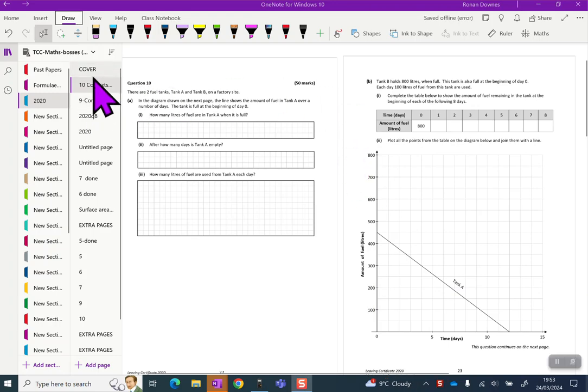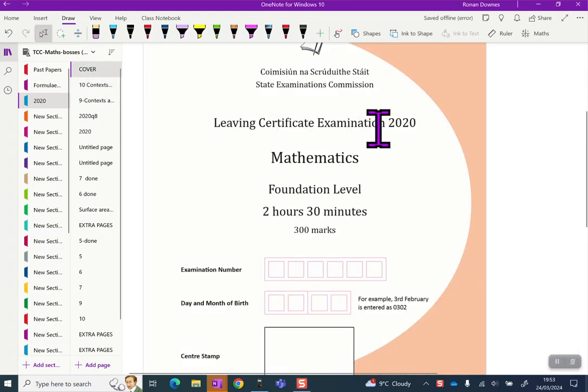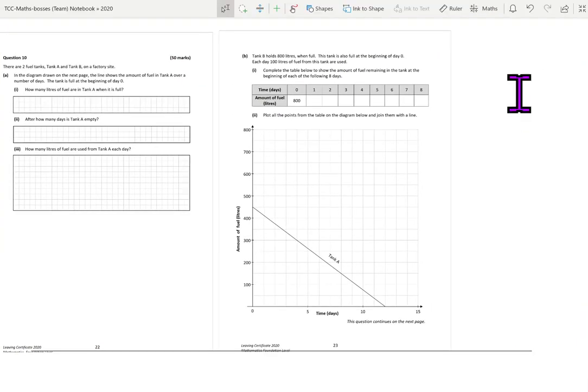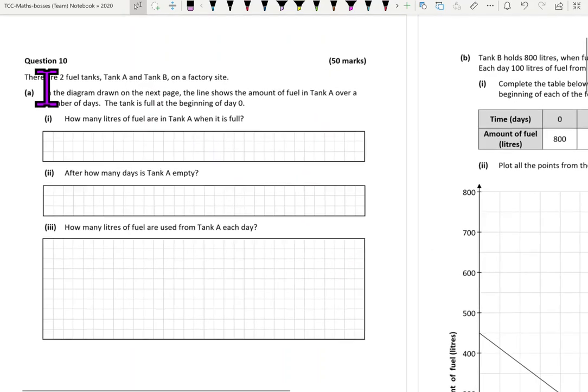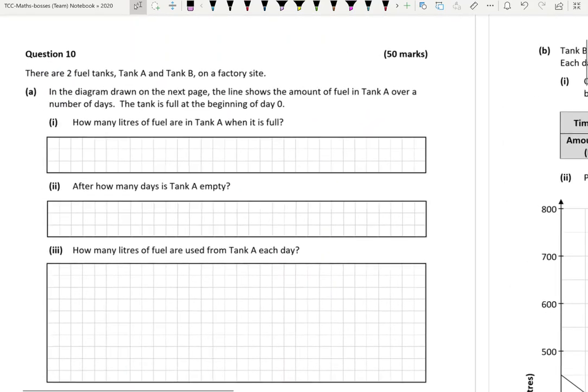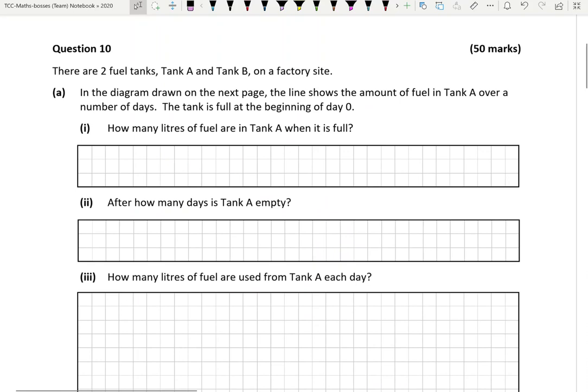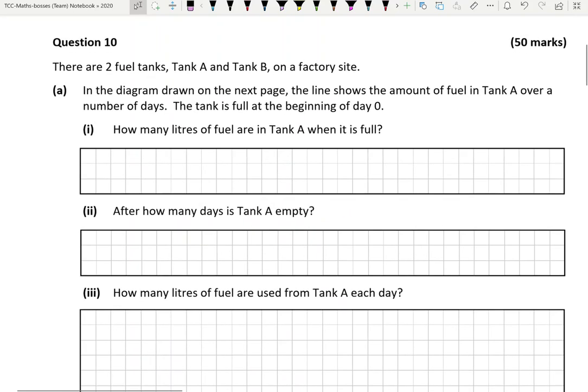Welcome back, students. We're continuing to solve the 2020 mathematics paper at foundation level, and we're going on to question 10. It's worth 50 marks, so there's extra problem solving and applications in this question to justify so many extra marks. It goes on a little bit longer, and there are a lot of tricks in the question that you want to watch out for.